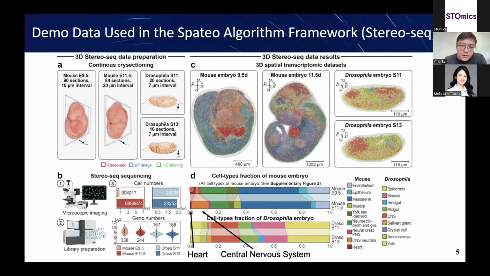So the relative cell proportion seems to decrease in the comparison of E9.5 and E11.5 mouse embryos. However, the number of cells increases. In comparison, the central nervous system intensively increases its cell number during this stage. So we just select the heart and CNS as a demonstration of Spateo.